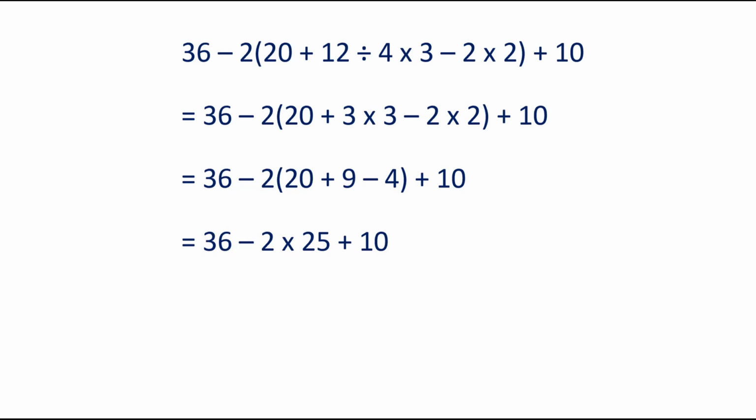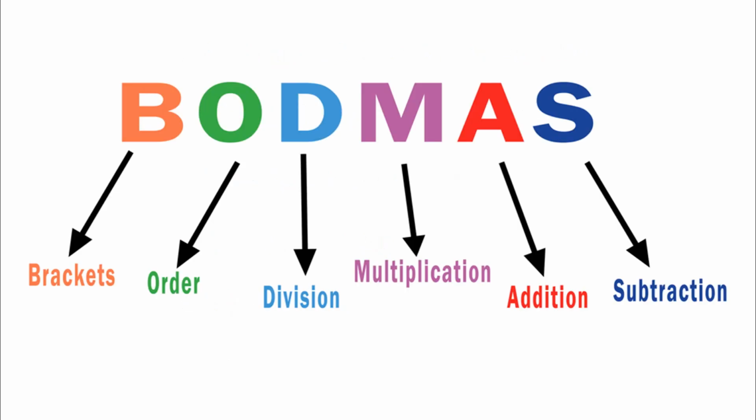Now the 2 written right in front of the brackets, that means 2 times everything in front of the brackets. So we now have 36 minus 2 times 25 plus 10. Let's do any multiplication and division. I see a 2 times 25, so we'll do that. That becomes 50. We now have 36 minus 50 plus 10, and that, of course, gives us the grand answer of -4. So that's how we use BODMAS.